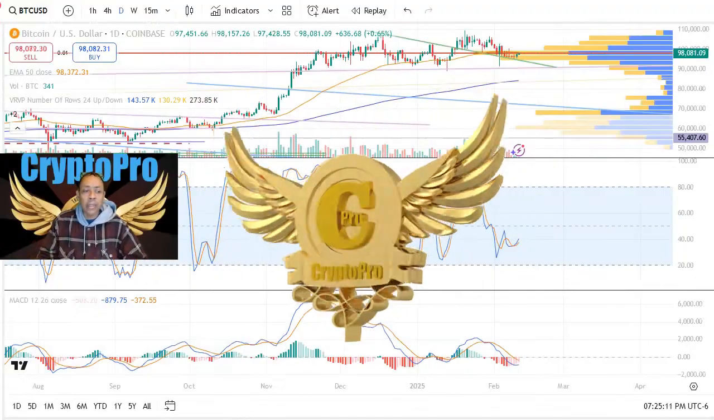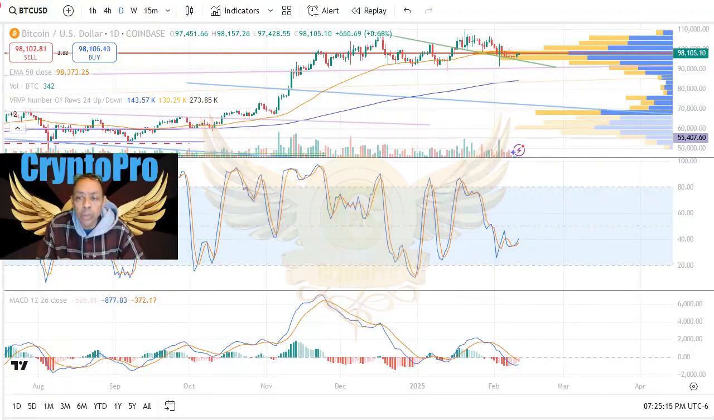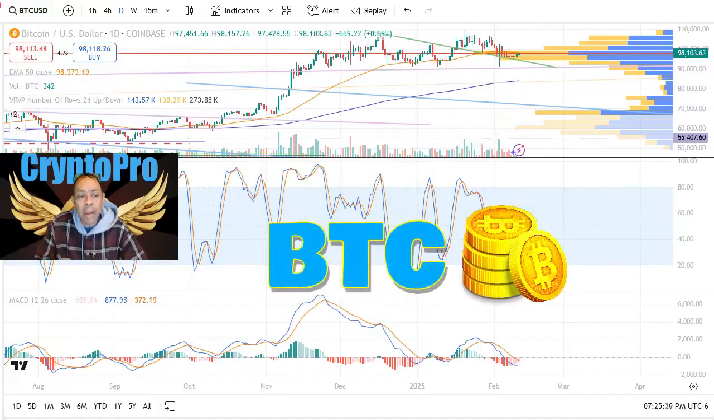And tonight we need to look at a very familiar formation that I saw way back when on the Bitcoin chart, which might lend some insight into this recurring pattern that we see across the board in the alts.